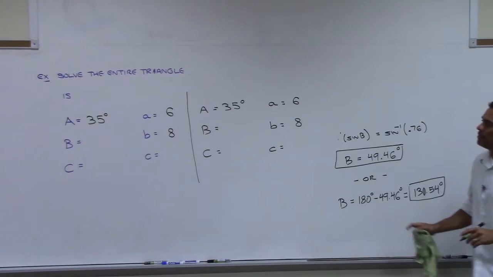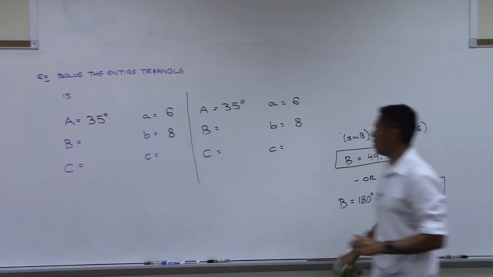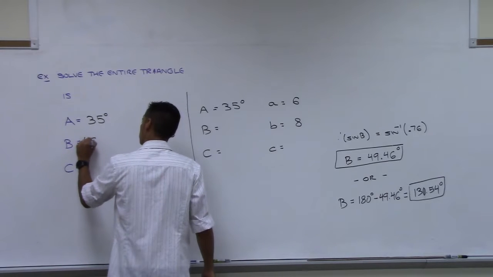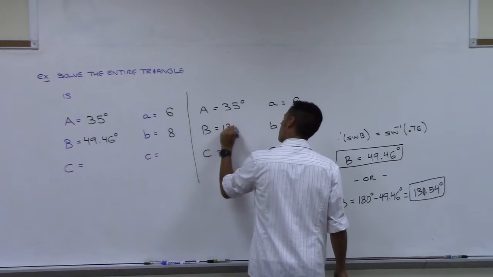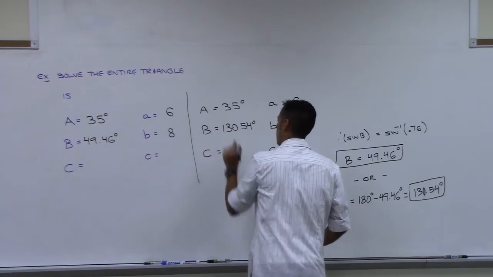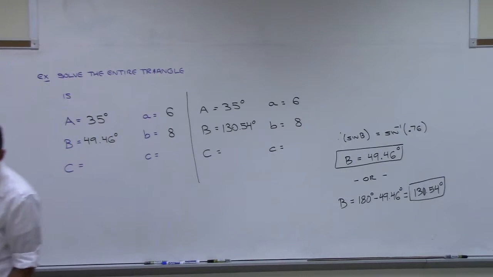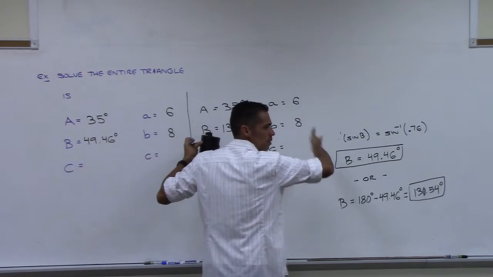Okay, so now I have two triangles possible. And one of them is 49.46. And the other one is 130.54 degrees. So now you do both of those. Why don't you take the next 5 minutes to see if you can't solve. These are independent problems, right? Do this, finish it, okay, and then come over here and do this one separately, finish it.